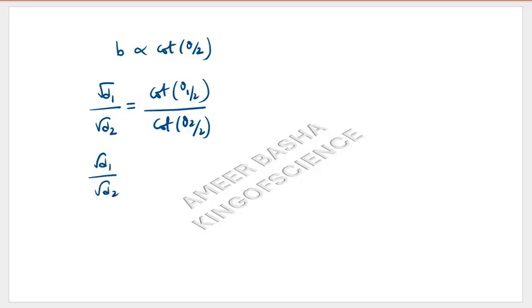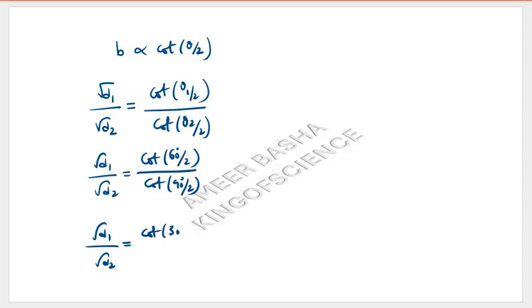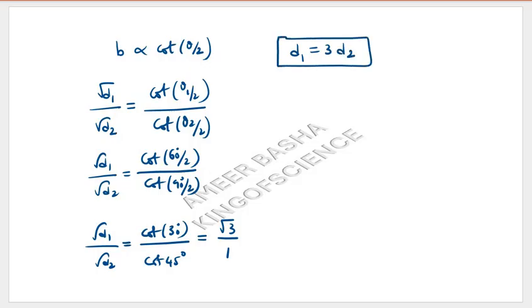So root d1 by root d2 is cot of 60 degrees by 2, which is cot 30 degrees, divided by cot of 90 degrees by 2, which is cot 45 degrees. Of course cot 45 degrees is 1. So it is root 3 divided by 1, which means d1 will be equal to 3 times d2. That's it.